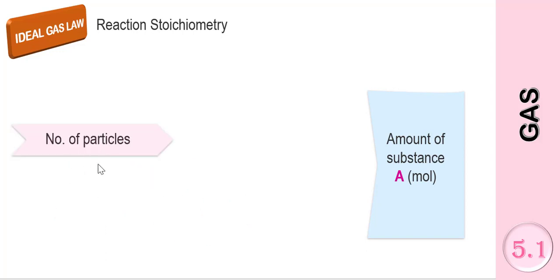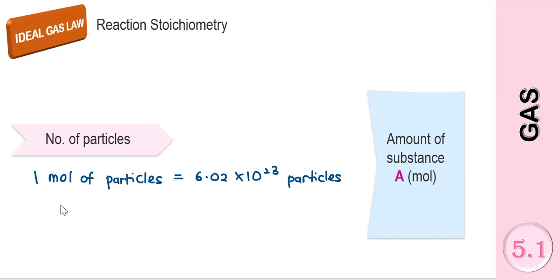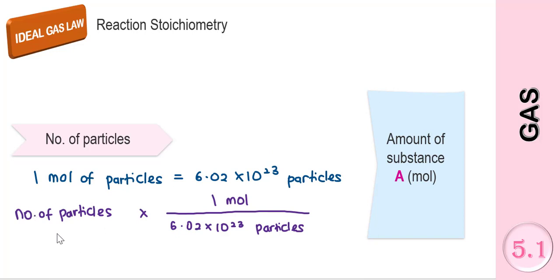From the number of particles, we know that 1 mole of any particles in this world is equal to 6.02 times 10 to the power of 23 particles. So the particles can be atoms, molecules, or ions. So if we have the information about the number of particles of substance A, we are going to times it with 1 mole and divide it by 6.02 times 10 to the power of 23 particles. So cancel out the particles, we will get the moles of A.